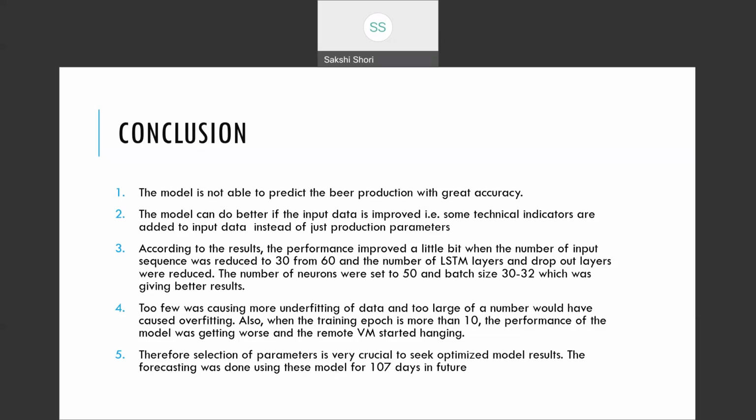Again, the number of neurons was increased to 500 and decreased to as low as 10, but it did not improve performance much. When training for more than 10 epochs, the performance of the model was getting worse because the remote VM started hanging. So it was set back to 10 and the results were concluded. Therefore, the main lesson learned here is that selection of parameters is very crucial to seek optimized model results. The forecasting was done using this model for 107 business days in the future.